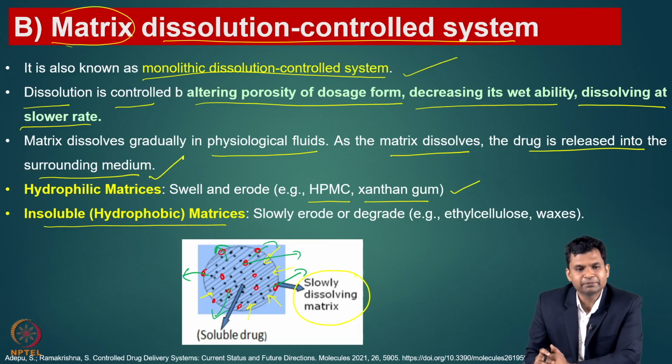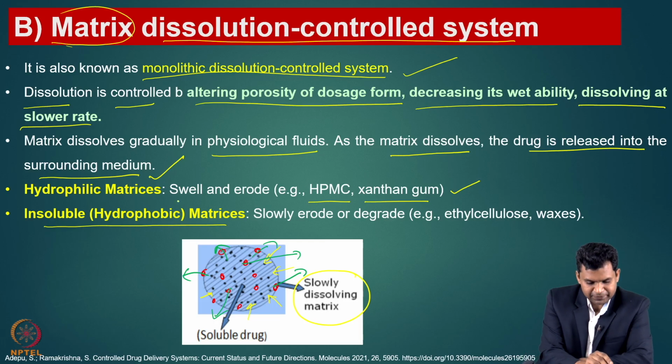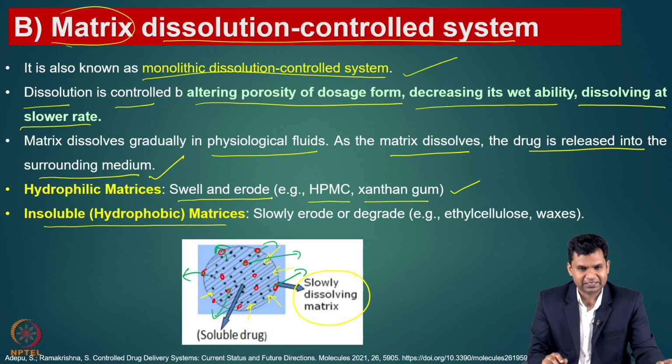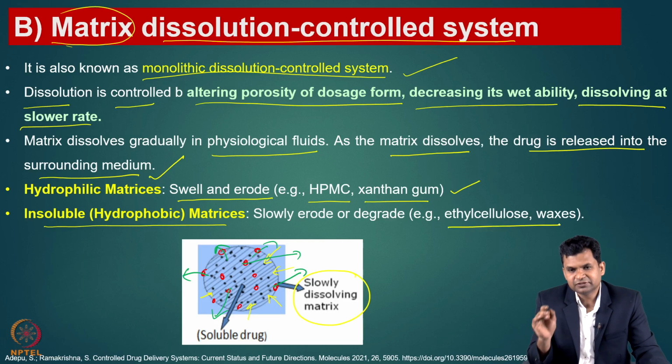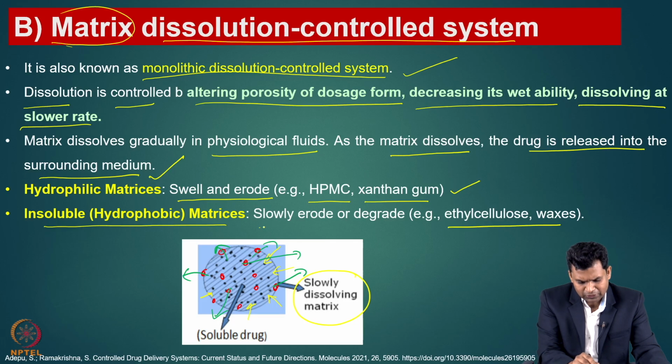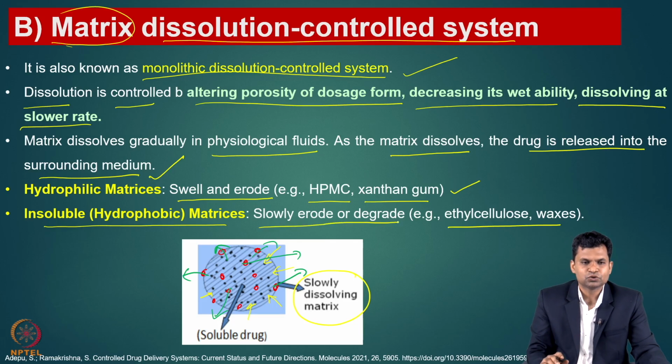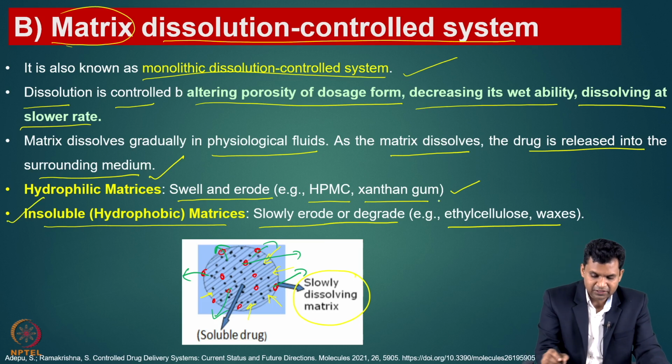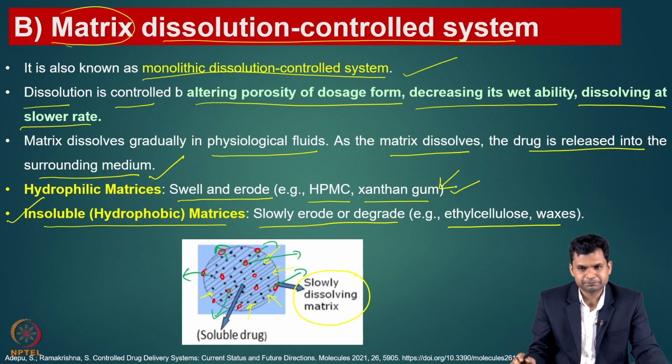Hydroxypropyl methylcellulose and xanthan gums are the best examples of hydrophilic matrices. These work on the principle of swelling and eroding mechanisms. Whereas insoluble hydrophobic matrices slowly erode and degrade. When you want a longer time as a dissolution control system, insoluble polymers are preferable compared with hydrophilic polymers.